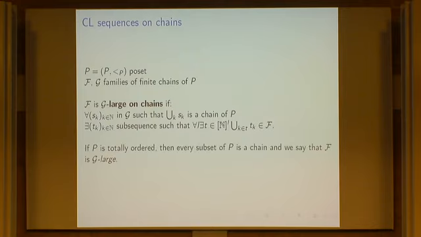Yes. And notice that if P is totally ordered, then everything is a chain, so then you don't have this restriction. And this is what I was talking about here. So we will actually want to find CL sequences on ordinals, so it will be of this kind. But in order to do so, we will pass first through families on trees.